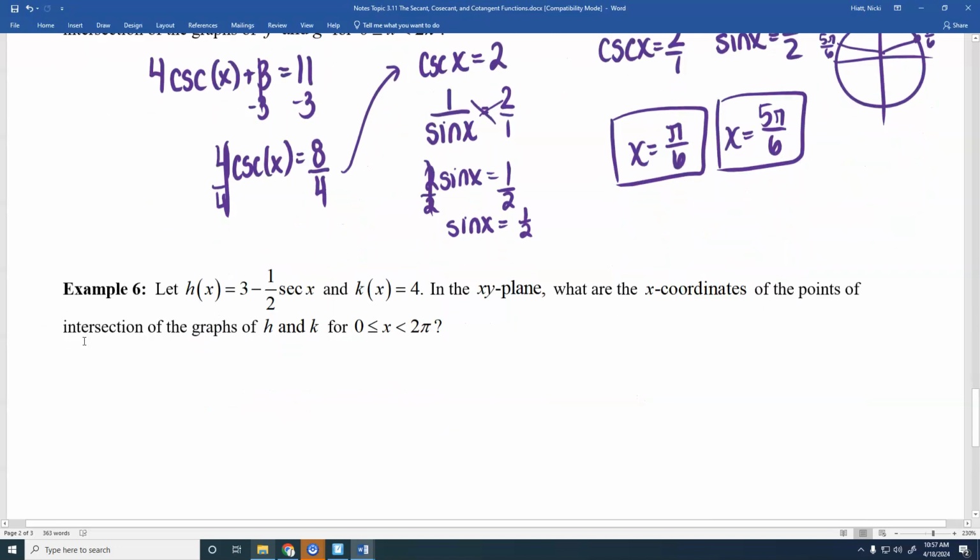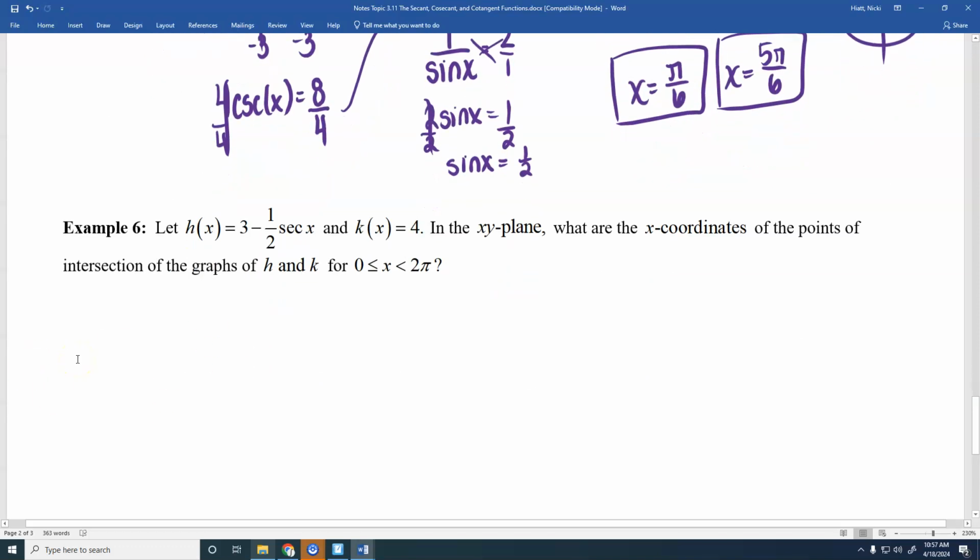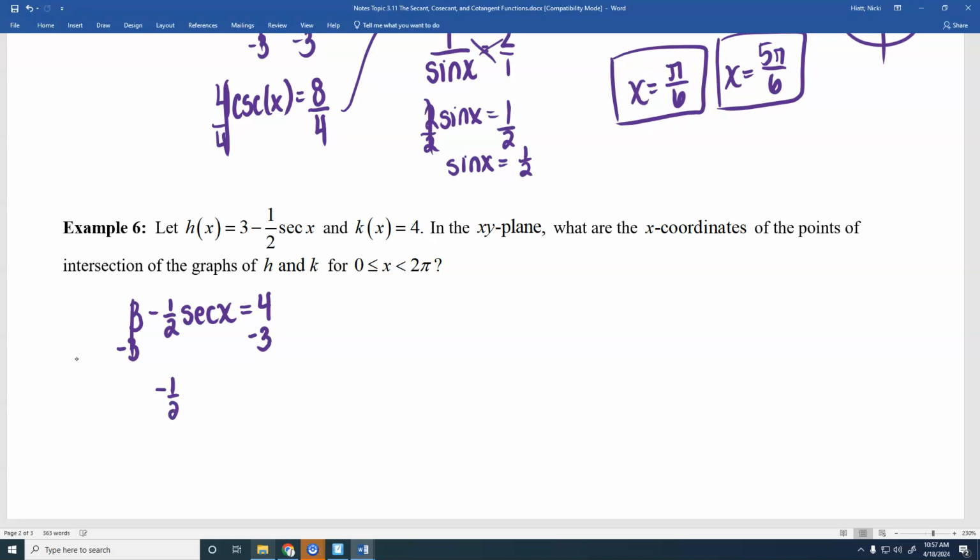All right. 6 is a secant problem, very similar to what we just did. Let's do this one. You're looking for intersections. You're just going to set your two equations equal. So we're going to have 3 minus 1/2 secant x equals 4. We will need to subtract that 3, negative 1/2 secant x will equal 1. And then I need to divide by negative 1/2.